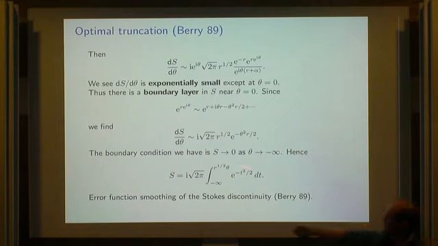So we see that S has got the form of an error function. It's an error function smoothing at the Stokes discontinuity. This goes back to Mike Berry in '89. And you can see that S goes from 0 to 2 pi i as r to the half theta goes from minus infinity to plus infinity. So as I cross the real axis, remember z is r e to the i theta, so theta equal to 0 is the positive real axis, I explicitly see the switching on of this subdominant exponential term without any integral representation.